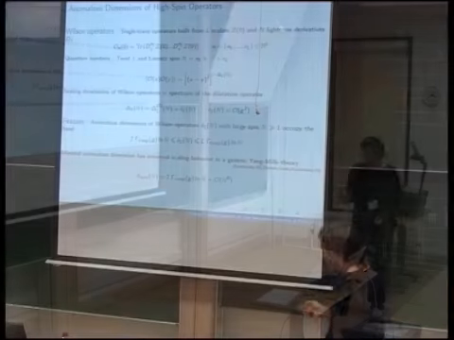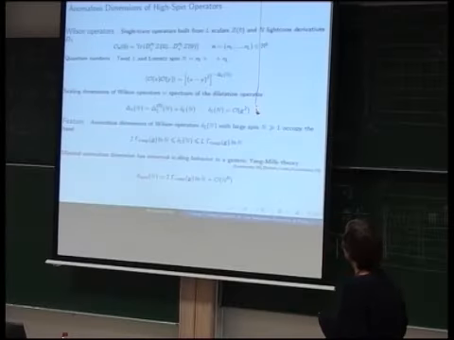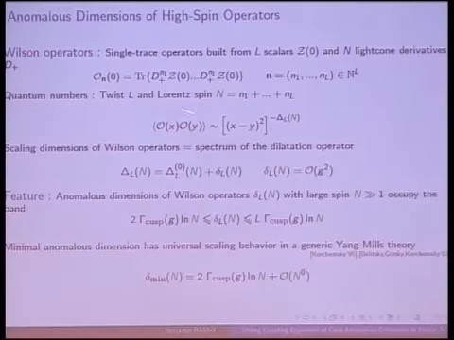So the anomalous dimension: the Wilson operators were considered. These are twist operators built from L scalars and n light-cone derivatives. There are two quantum numbers: the twist, that is given by the number of scalars, and the Lorentz spin, that is given by the number of light-cone derivatives.